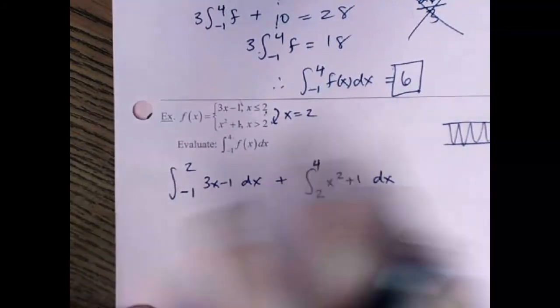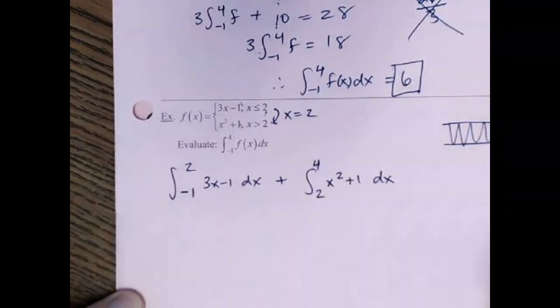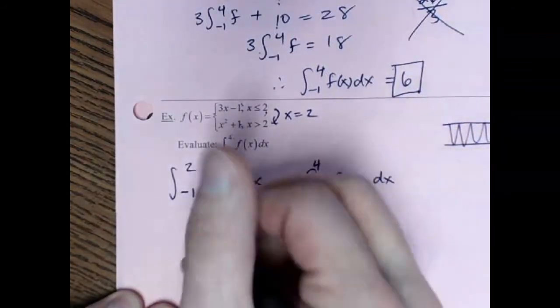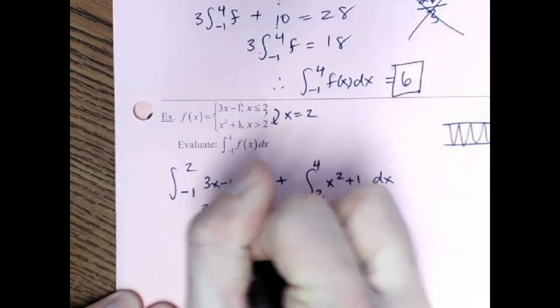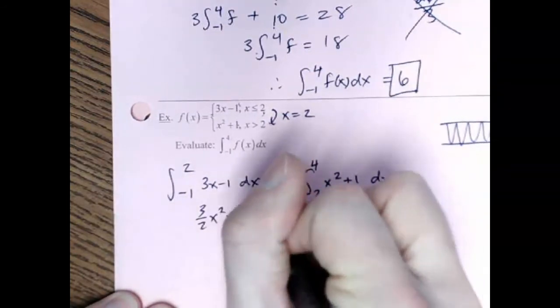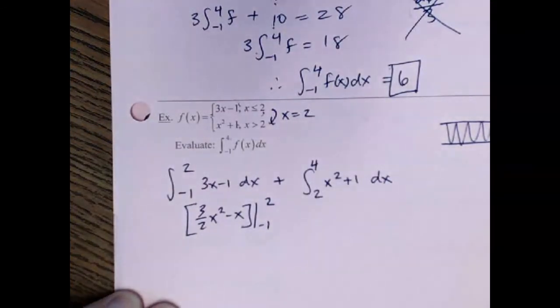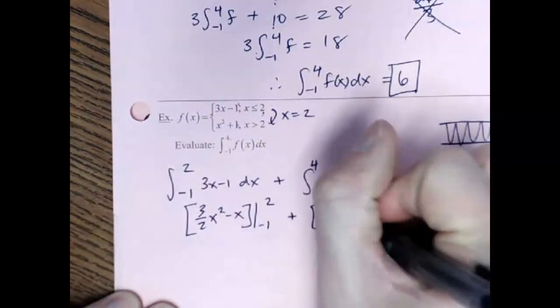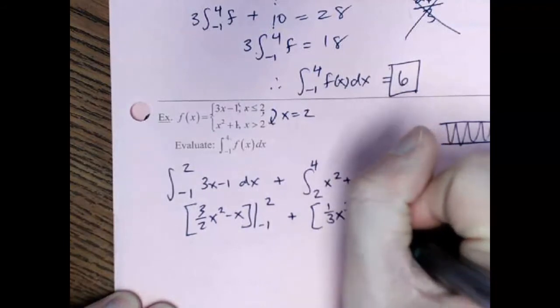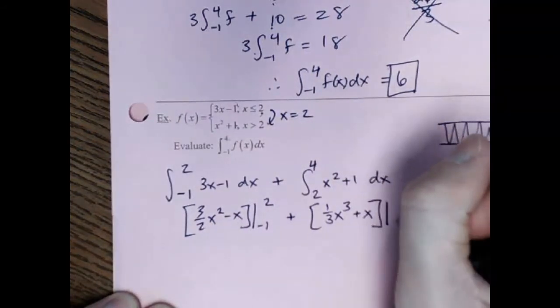Remember, you could use math 9, but we need to be able to do stuff like this because this would be a non-calculator question. All right, here we go. That would be 3/2 x squared minus x. And then I would need to evaluate that left piece from -1 to 2, plus 1/3 x cubed plus x. Then I'd have to evaluate that from 2 to 4.